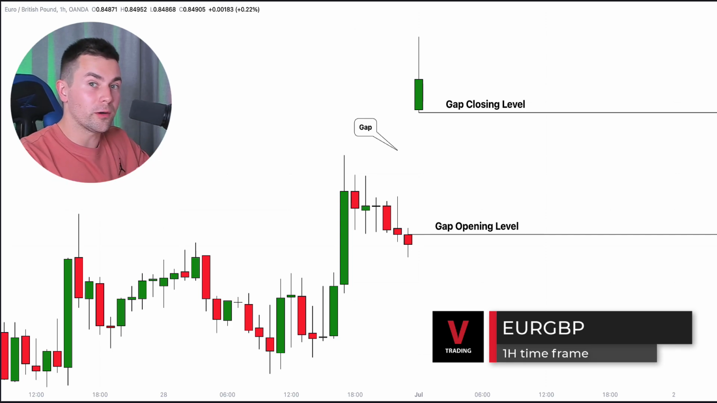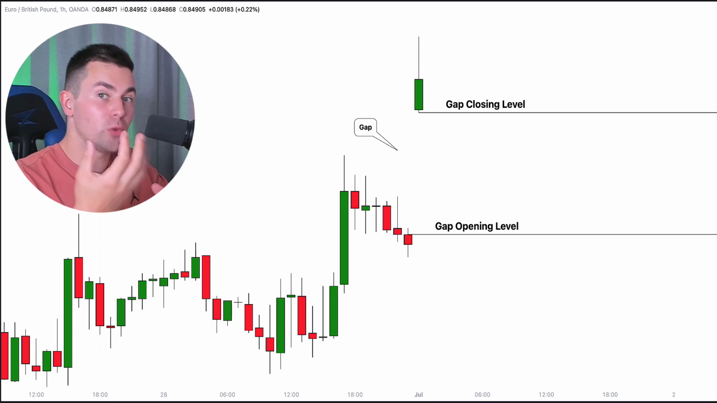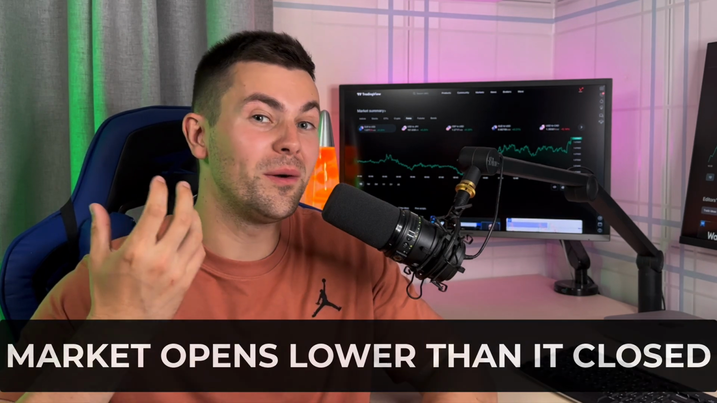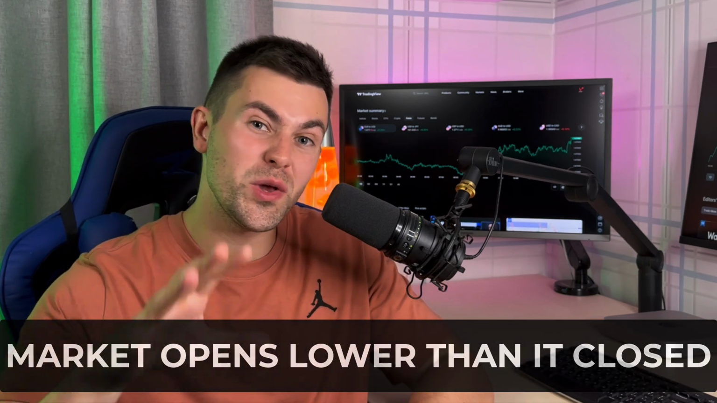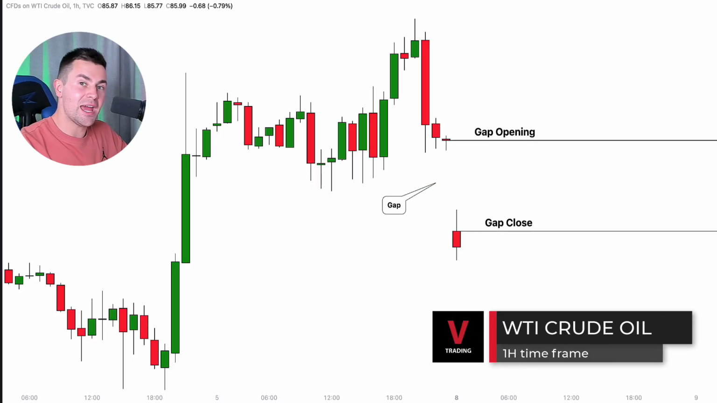The level where the market closed is called the gap opening level, while the level where the market opened is called the gap closing level. A gap down after the market opening is the situation when the market opens lower than it closed without any trading activity in between. Here you can see the example of a gap down on WTI crude oil after the market opening.